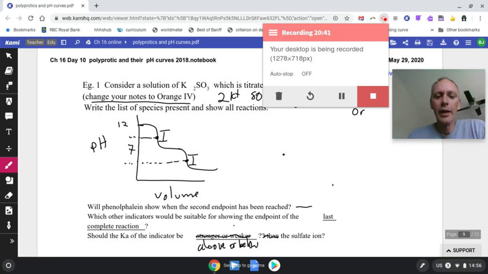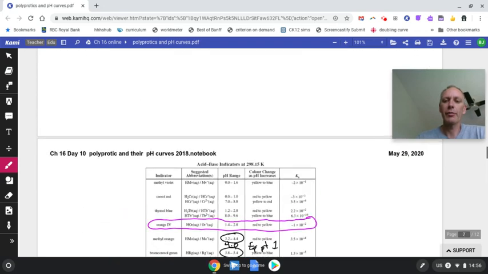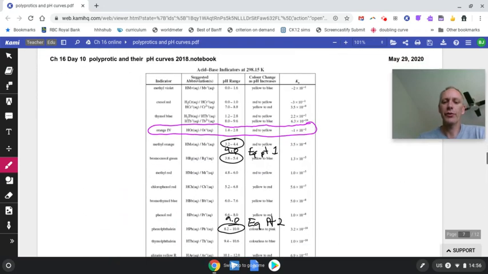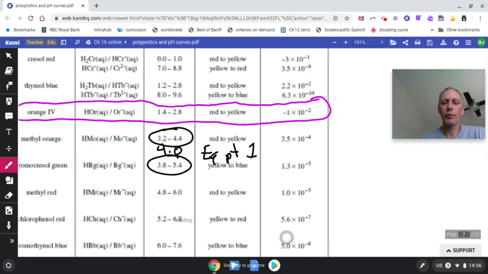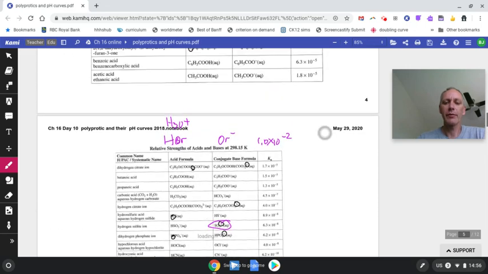Okay, so we want to look up whether or not orange 4 will react for region 1 or 2, or where it's going to happen. So I'm going to scroll up to my 2 tables of relative strength. I found orange 4 here in the acid-base indicator. It's 1 times 10 to the minus 2. So we're going to stick that in our table of relative strengths.